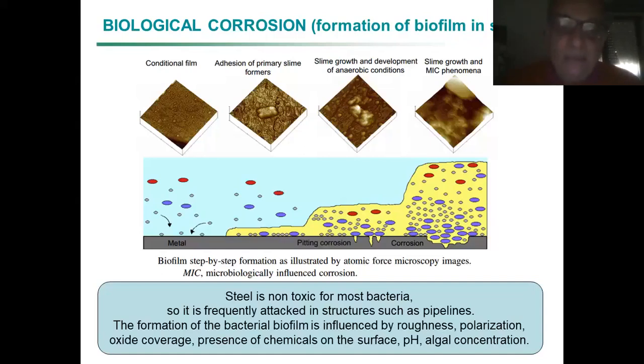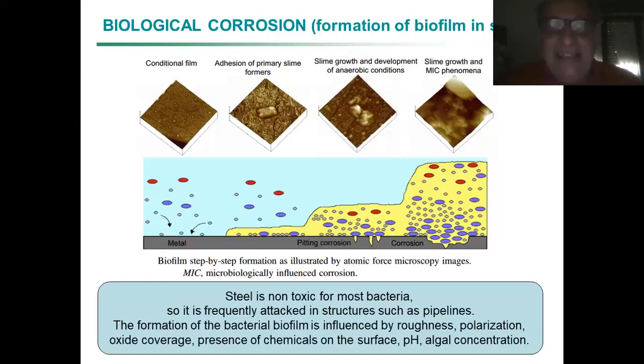There is one important thing to say. There is no material which is totally non-biodegradable. Also, steel suffers some attack from bacteria. What happens is that it forms some kind of slime due to the presence of algae, because we are at sea, presence of algae and presence of bacteria. Possibly the surface might be rough.